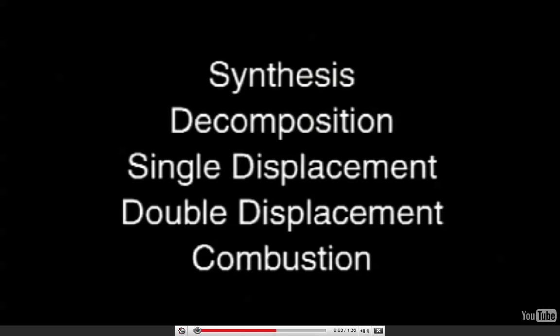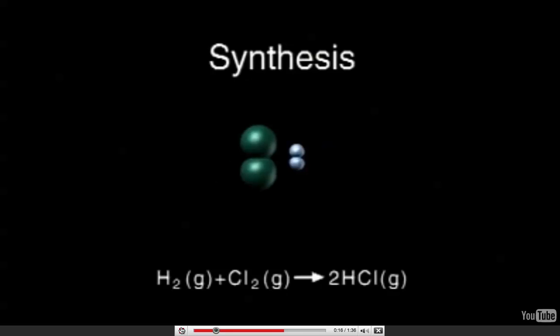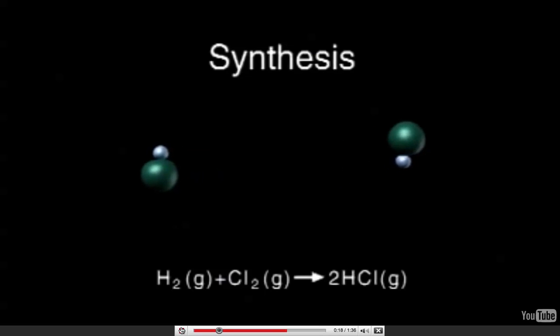So this video is going to show us how atoms rearrange. They still stay in the same amount, however many atoms you start with, that's how many you end up with. There are 5 major classes of chemical reactions. A synthesis reaction is when 2 or more substances combine to form a single product. There's no need to write this down, just listen and watch.